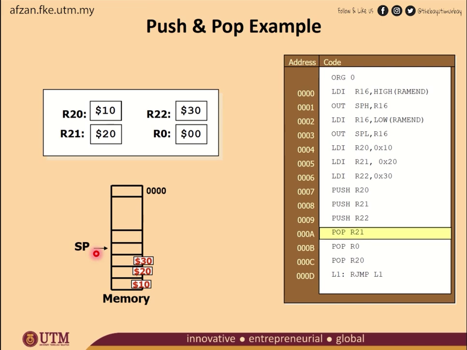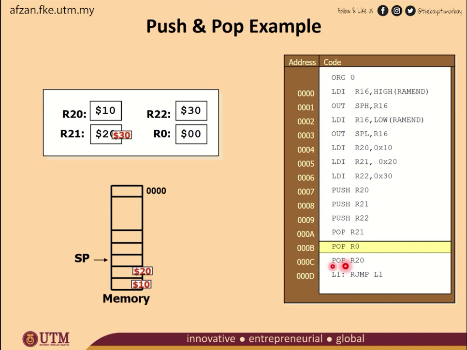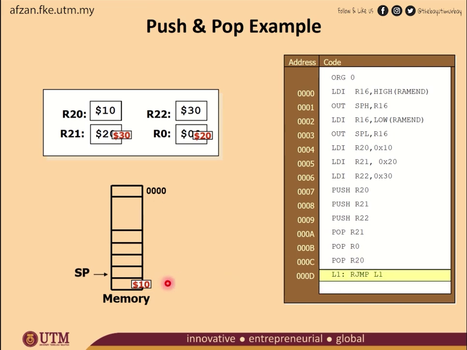And then next, pop R21. What happens? When you pop R21, you take this value here and put it to your R21. Alright, and then the stack pointer is incremented by 1. Actually the value 30 is still here, right? You cannot leave the stack empty, the values remain. Then you do a pop R0. So 20 goes to R0. The values still remain here, and last but not least another pop R20. So this goes to your R20. The stack pointer is incremented by 1.